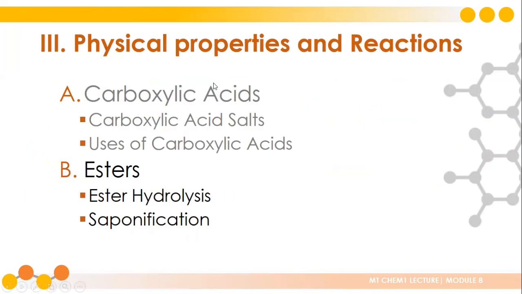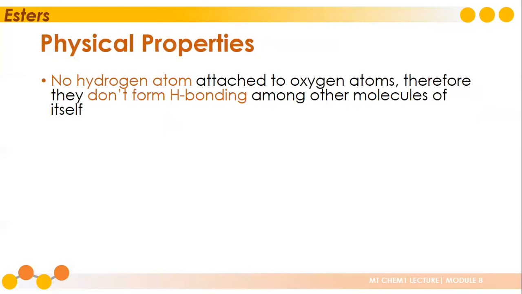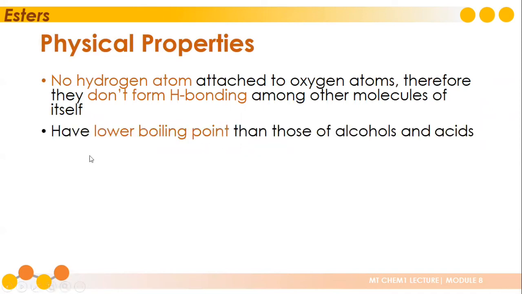We're now done with discussing the physical properties of carboxylic acids, the reaction of carboxylic acid salts, and its uses. Let's now proceed with the esters and their physical properties. Esters have no hydrogen atom attached to oxygen atoms. Therefore, they do not form hydrogen bonding among other molecules of itself. So they are the opposite of carboxylic acids, which readily bond because of the hydrogen. Because of this, they have significantly lower boiling points than alcohols and acids.